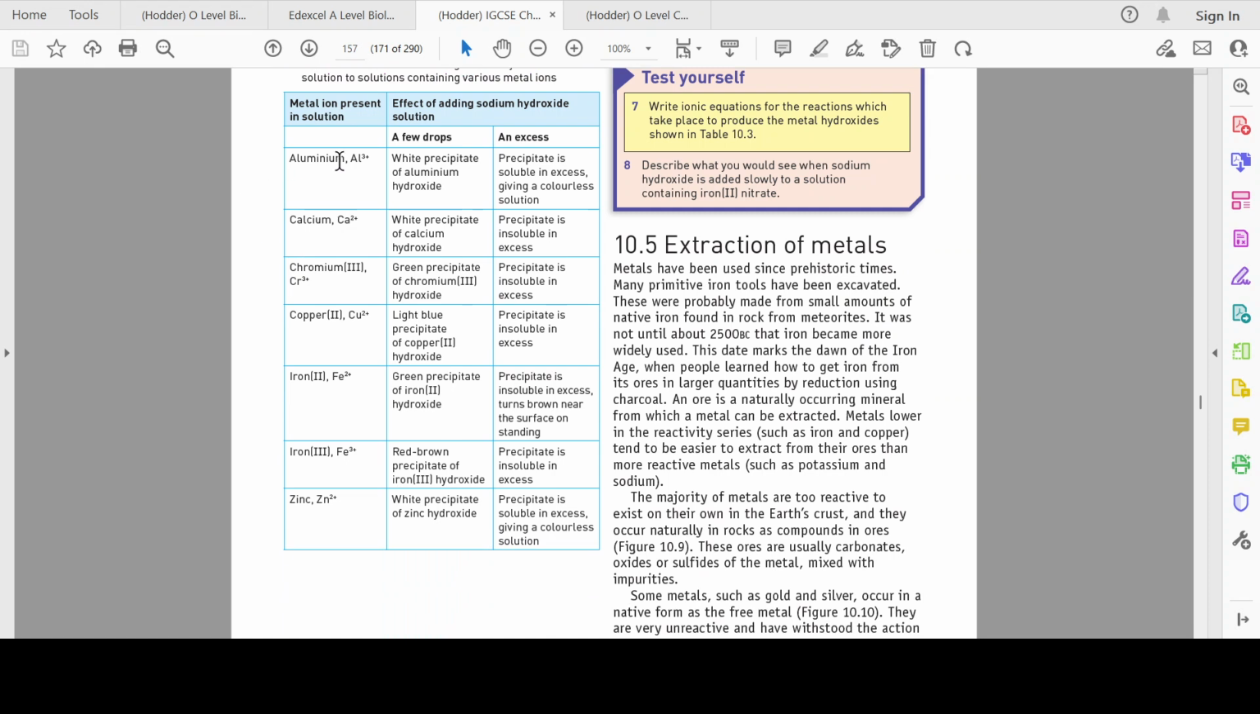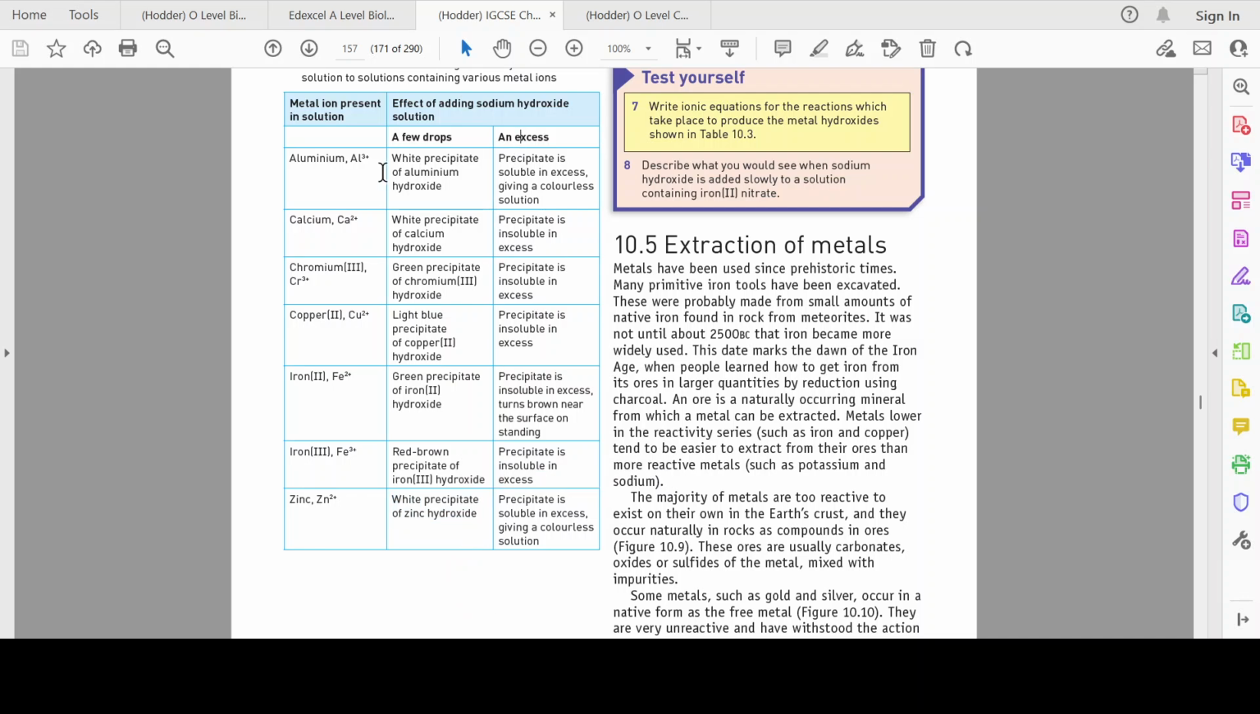You can see they're giving you these various metals, and when you add a few drops of sodium hydroxide, aluminium gives a white precipitate, calcium also gives a white precipitate, chromium 3 gives green, copper 2 gives light blue, iron 2 also gives green, and iron 3 gives red brown, and zinc also gives white.